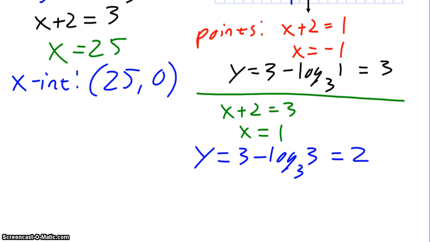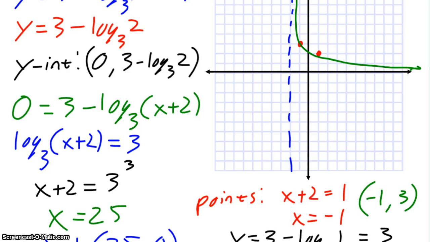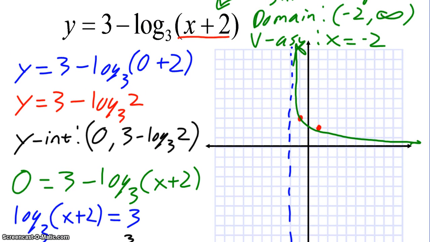I first set x plus 2 equal to 1, and I solved for x. I got x equals -1, and then I plugged that back in. So if I plug that into my equation, I get y equals 3. So I know then that I had the point -1, 3. And down here, I set x plus 2 equal to 3, and I solved for x, and I got x equals 1. So then the y value is 2. So I know I have the point 1, 2. So those are the 2 points that I can find. And so that's what you see that I've plotted on the curve, and then my graph is going to look like this.